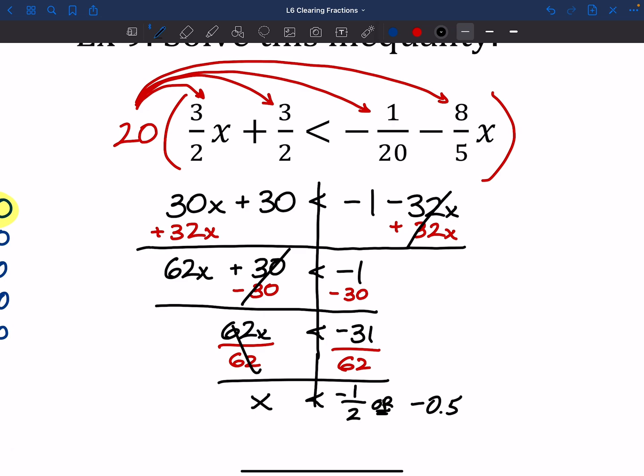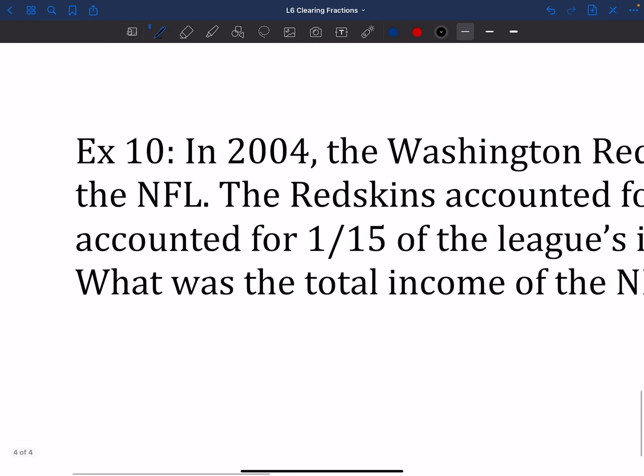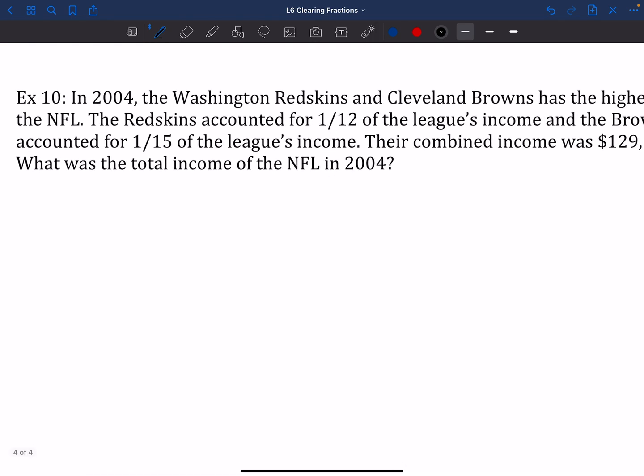There's lots of stuff going on in each and every problem, but if you just take it one step at a time and think about what you're doing in each step, hopefully it doesn't seem so bad. Right? So if you're sticking around, let's talk about number 10, talking about football.